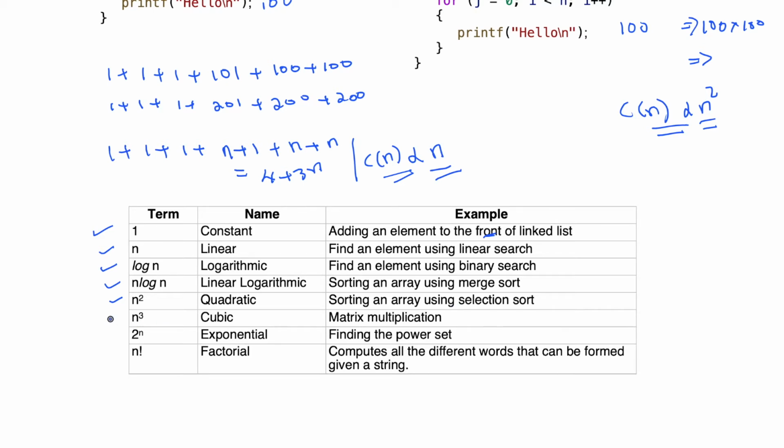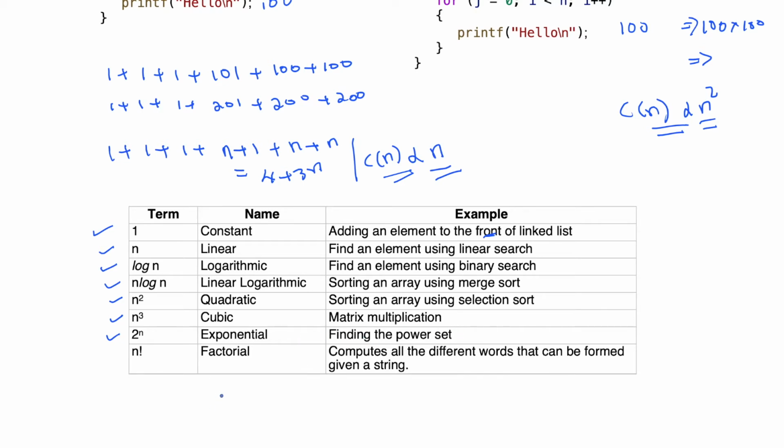The next one is n cube, or cubic complexity. An example is matrix multiplication. If you have two matrices of size n by n, then the time taken for finding the product of those two matrices will be proportional to the cube of the dimension. Then the next one is exponential time complexity, or 2^n. If you have n elements in the input, then the time taken for completion of that algorithm will be in terms of 2^n. An example for such an algorithm is finding the power set.